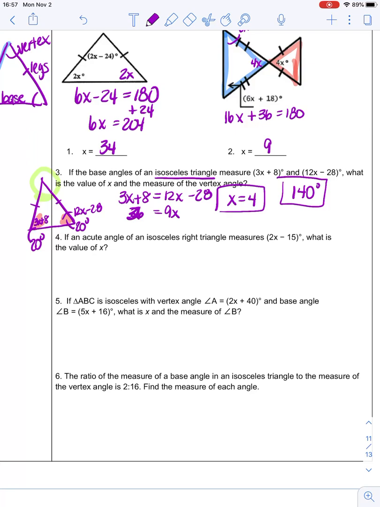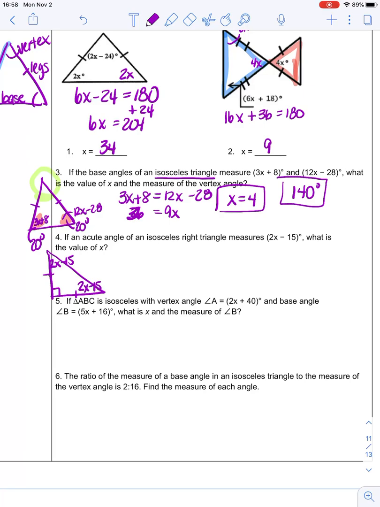If an acute angle of an isosceles right triangle, so as soon as we know what we're drawing, an isosceles right. Remember, that's a right triangle, which means it has a right angle. It's isosceles, which means that two sides are the same length. So the acute angle is 2x minus 15. So all you've been given is one of the angles. Well, because it's isosceles, we know that this one is also 2x minus 15.